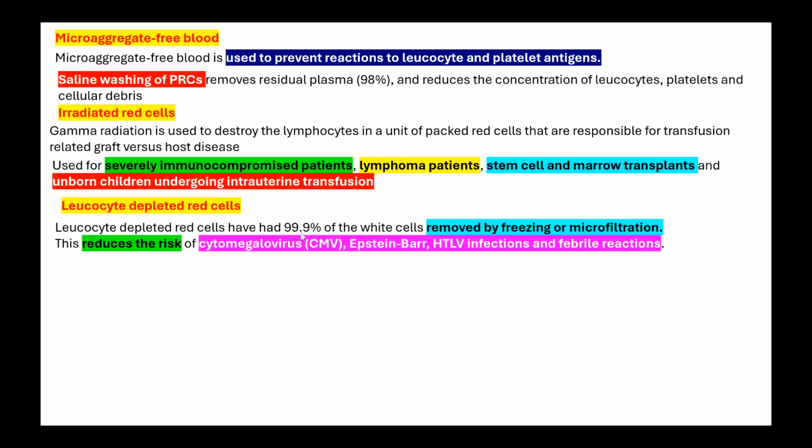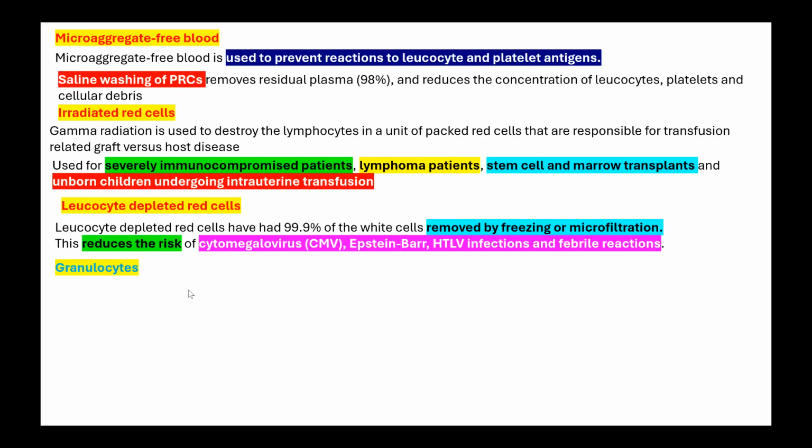Then the fourth type is leukocyte-depleted red cells. This is a red cell having 99.9% of the white cells removed by freezing or microfiltration. So this reduces the risk of CMV or other virus infections like Epstein-Barr and HTLV, and also avoids febrile reaction. So actually you have these four types of PRCs: regular PRC where some amount of leukocytes may still be present, microaggregate-free, irradiated, and leukocyte-depleted red cells.